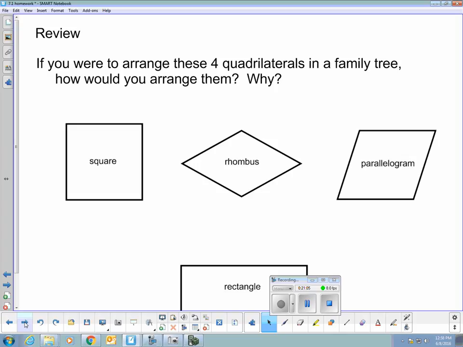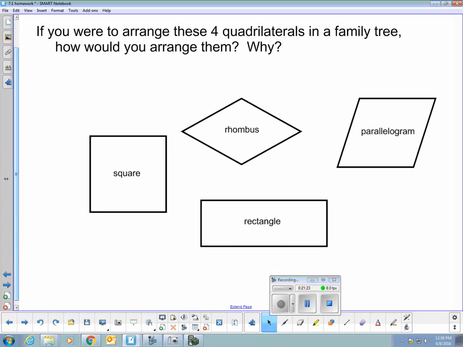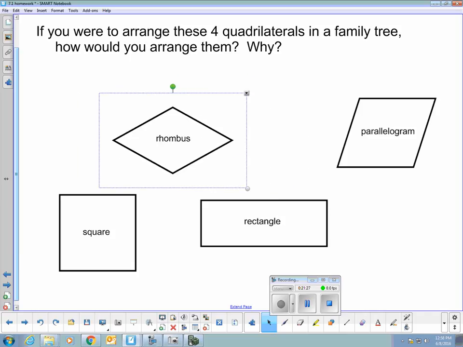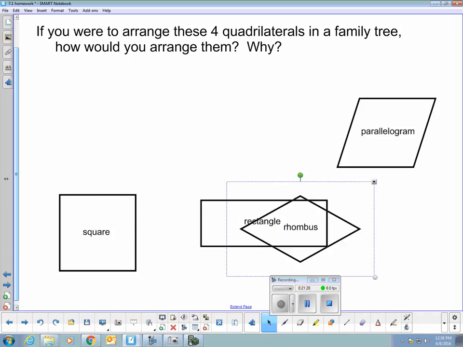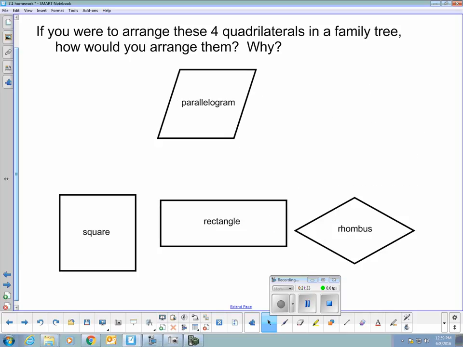All right, let's try to arrange these four quadrilaterals in a family tree so that we can see which properties take on characteristics of other properties. So what we notice here is that all three of these figures, the rhombus, the rectangle, and the square, all belong to the family of parallelograms.